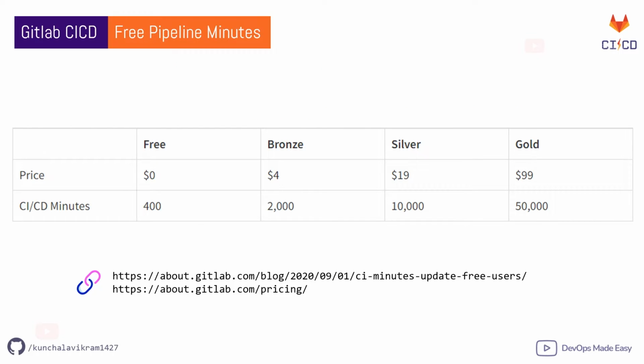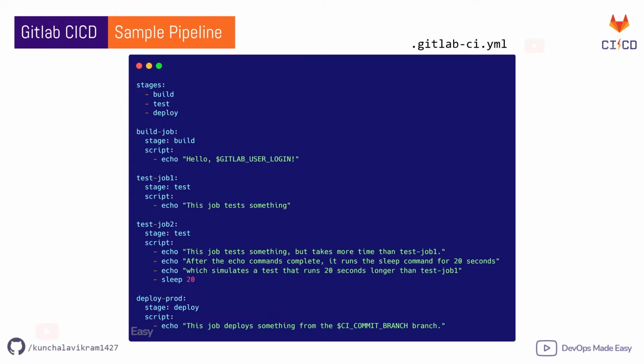And GitLab offers some free minutes every month in order to try their shared executors. So we have 400 free minutes of CI/CD we can use to test and learn GitLab CI/CD. There are other premium plans as well, and as you go to the higher plans, you'll get more CI/CD minutes. And this is a sample GitLab CI/CD pipeline.